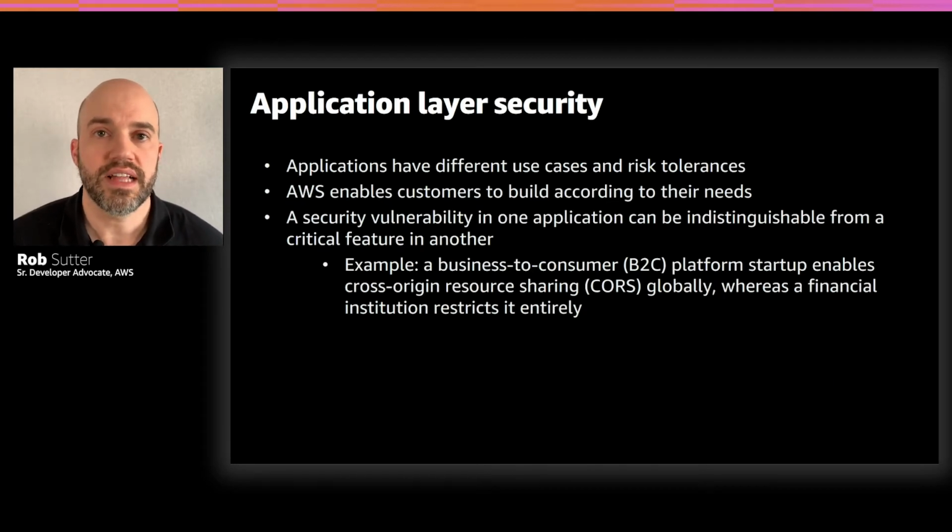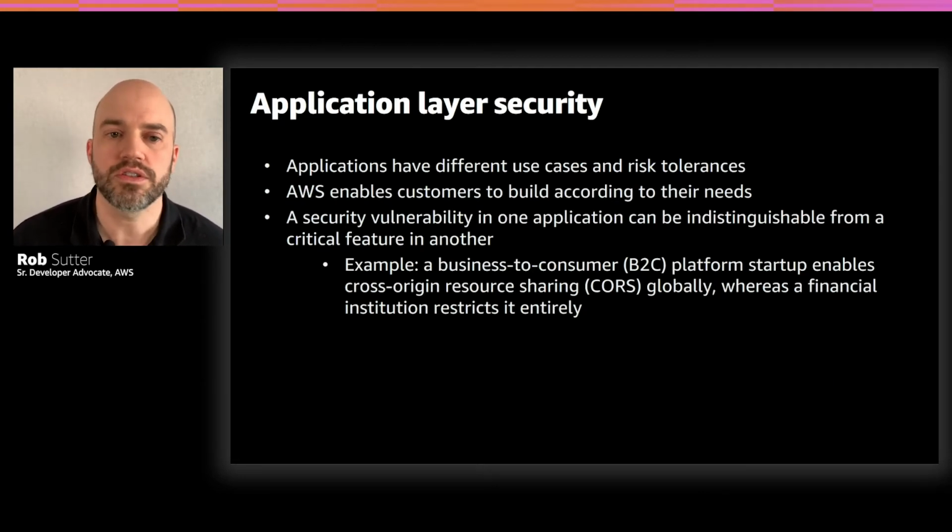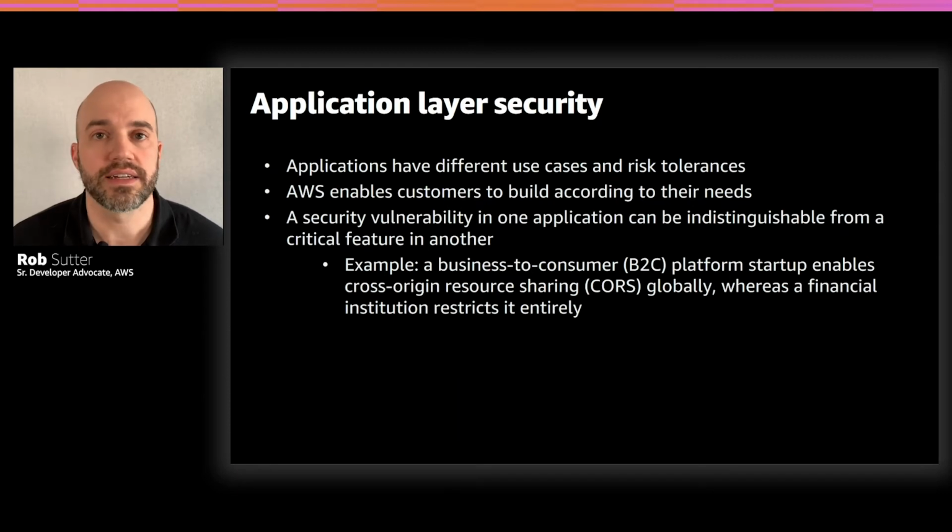An example here on the slide, if you're providing a world readable or world accessible public API, you probably need to open CORS, or cross-origin resource sharing, to the world so that other platform consumers can write clients that consume your API. However, if you're in a financial services institution, you probably want to restrict access to your API using CORS to a handful of explicitly named domains. Both of these are valid approaches, they're just different applications and use cases with different application layer security requirements.